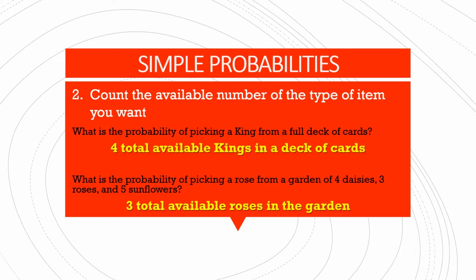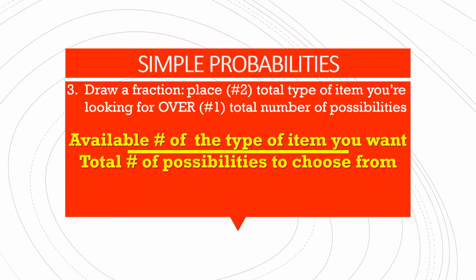Also, another example is what is the probability of picking a rose from that garden? And there are 3 roses in that garden, so that's what you want to count. You want to count those 3 roses. Next, you want to draw a fraction. And you want to put the type of item that you want, the available number of the item that you want, so those 4 kings or those 3 roses, and you want to put that all over the total number of possibilities to choose from. So that would be 52 cards in the deck or 12 flowers out of that garden.